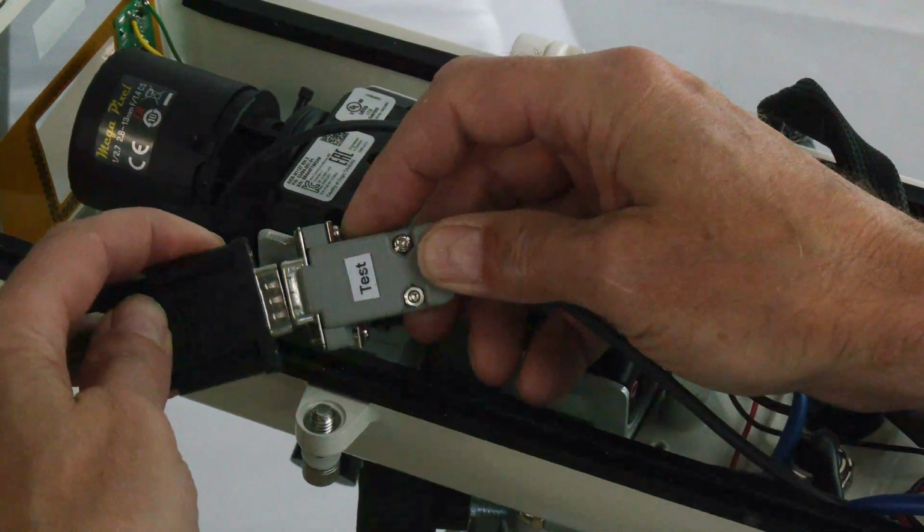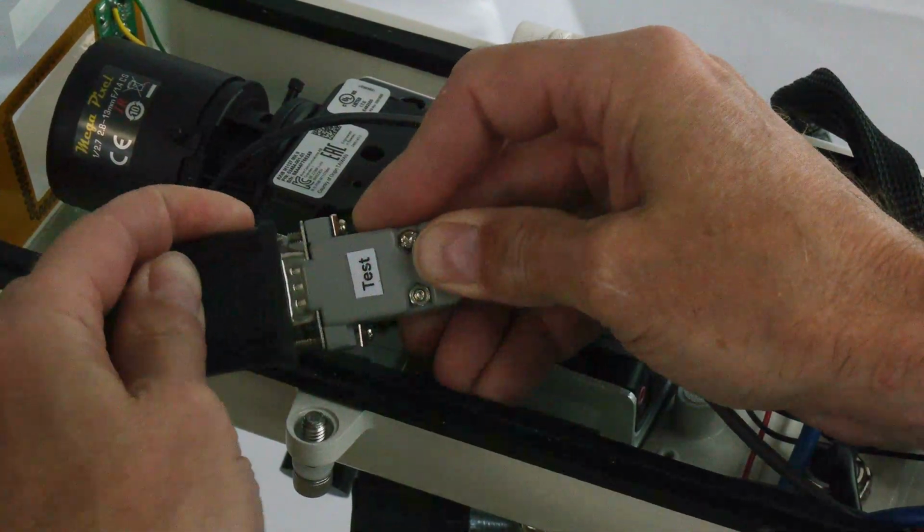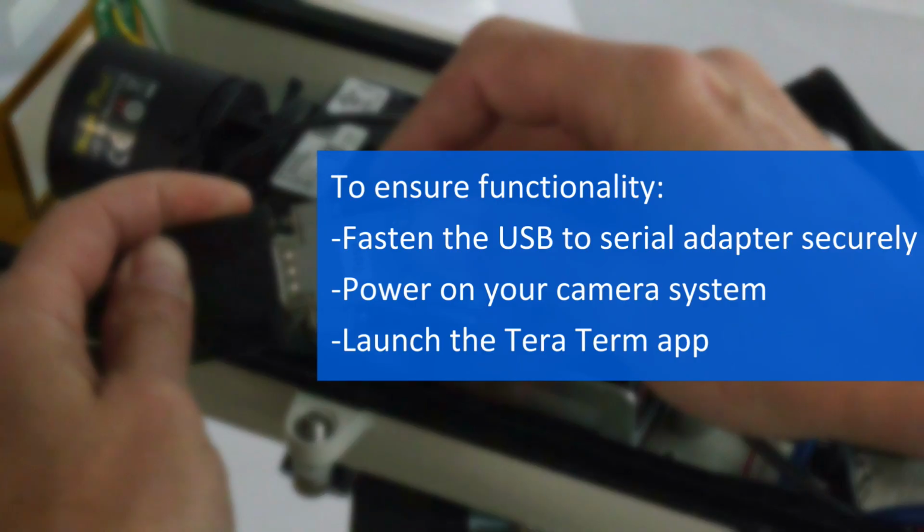With the Tera Term freeware installed, connect your USB to serial adapter to the test port on your camera system and to your computer's USB port. To ensure that Tera Term functions correctly and all options are available for selection, first, securely fasten your USB to serial adapter. Second, turn on the camera system by activating the test modem switch. And finally, once the program's installed, launch the Tera Term app. Remember, when the update process is complete, return the test modem switch back to the off position.